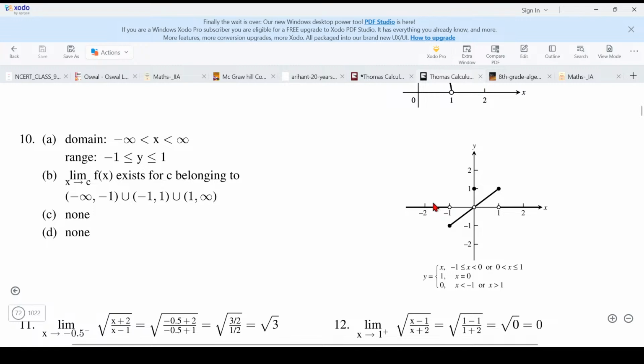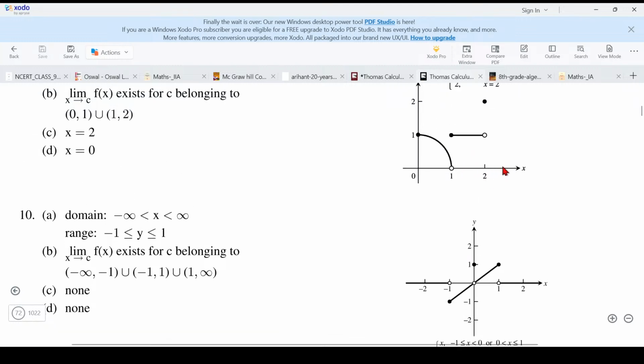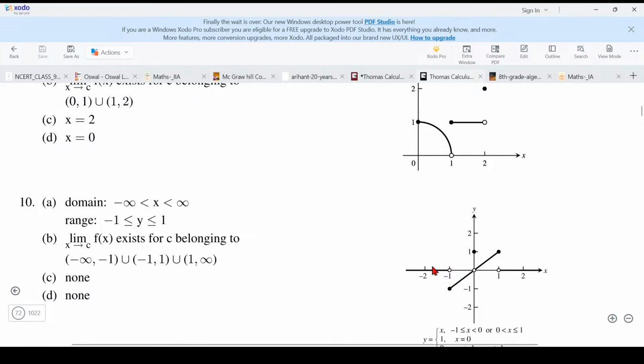Yes, sir. At -1.5, you can approach from the right hand side. Okay, it is not like this. Here the graph of the function is not even defined. But at -1.5, the right hand side is defined, no? Yes, sir. So at -1.5, what is the limit? You tell me. You can approach -1.5.